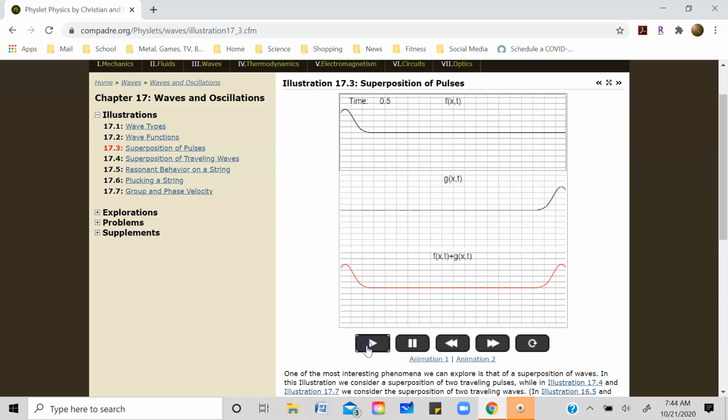Okay, let me go ahead and set this into motion like so. And then watch what happens here as the pulses then combine or superimpose, like so. But then the pulses just continue on their way. They don't bounce off of each other or anything like that.